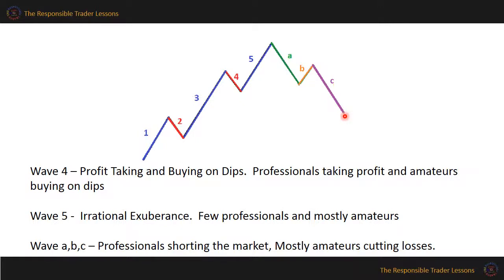Wave C represents the massive market sell-off. Most professionals have already sold their positions and have prepared to short sell the market. Amateurs who have bought during waves 4, 5, A or B have suffered potentially devastating losses, and price falls sharply to the downside. Panic selling ensues as most stop loss points are hit.